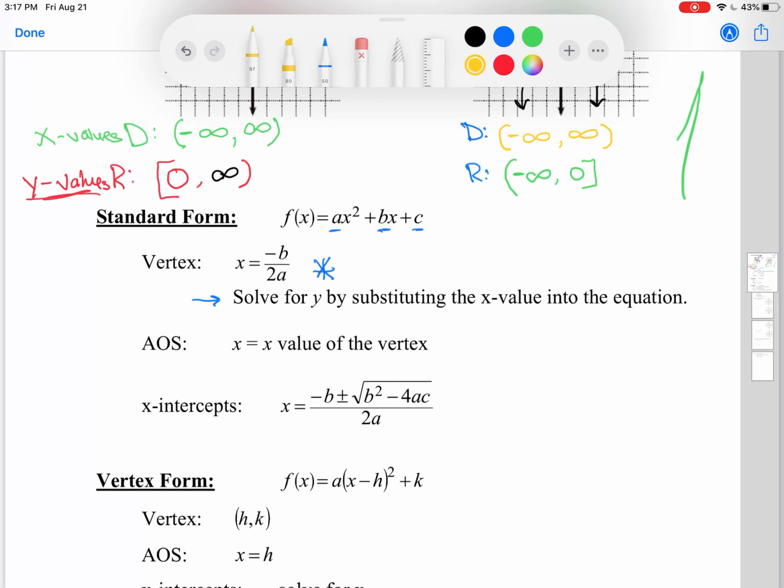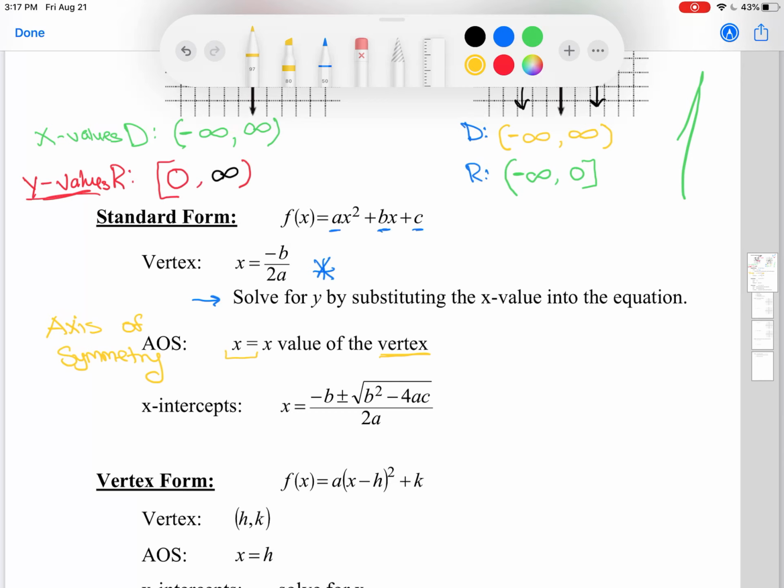Then there's the AOS, and this stands for axis of symmetry. It's that straight line that splits your graph perfectly in half so that half your graph is on one side and the exact same half reflected is on the other side. That function is always going to be x equals, and it's always going to equal the x value of whatever you had up above from your vertex. That's what's going to split it in half.